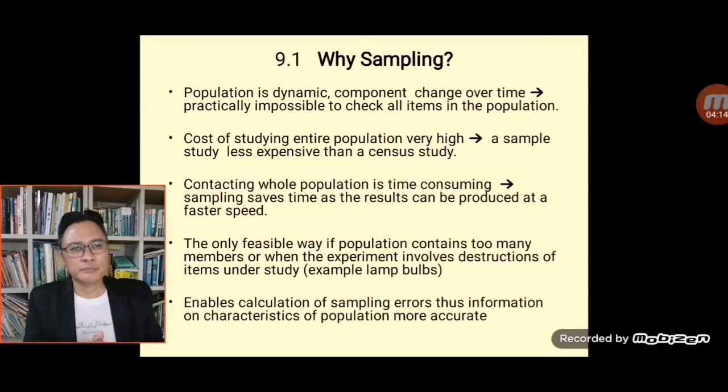Okay, why sampling? Population is dynamic, components change over time, cost of studying the entire population is very high. Contacting the whole population is time consuming. It is the only feasible way if the population contains too many members. It enables calculation of sampling error, thus information about the population is more accurate. This is very important because you need to have a very accurate sample size. Example. The sample size should represent the population.